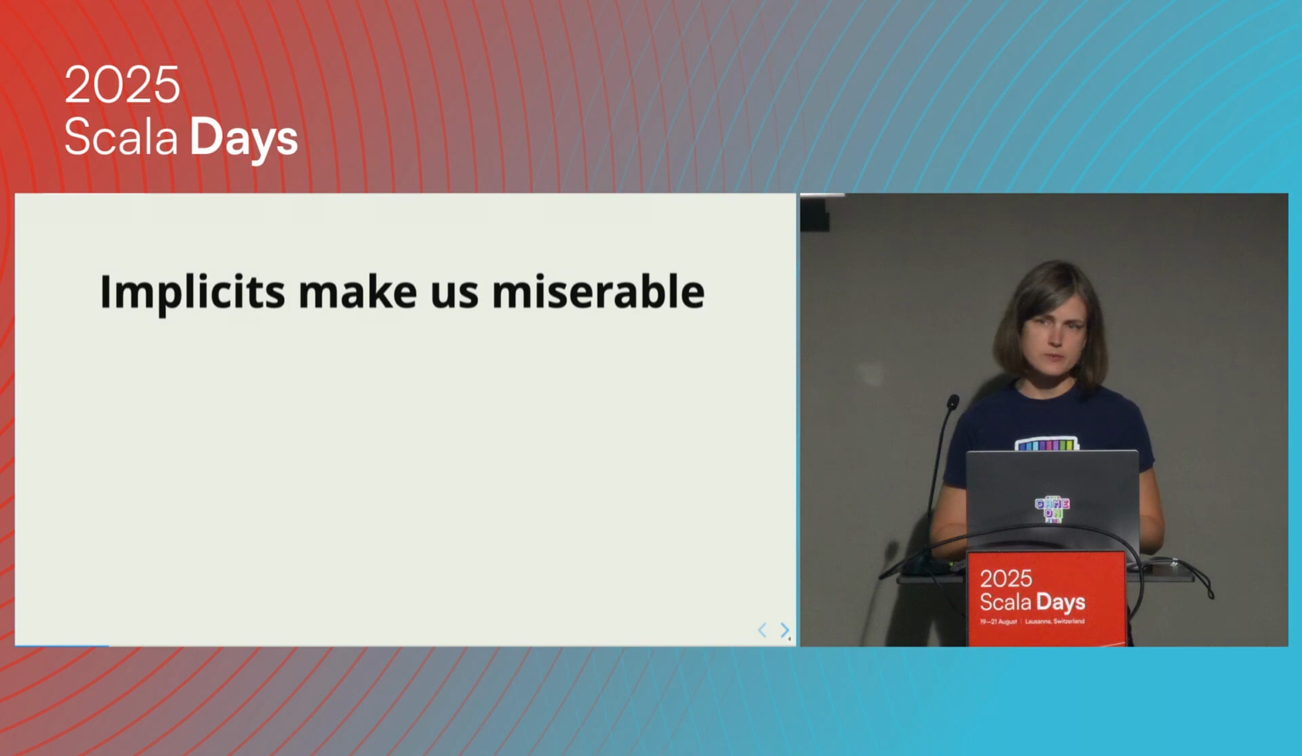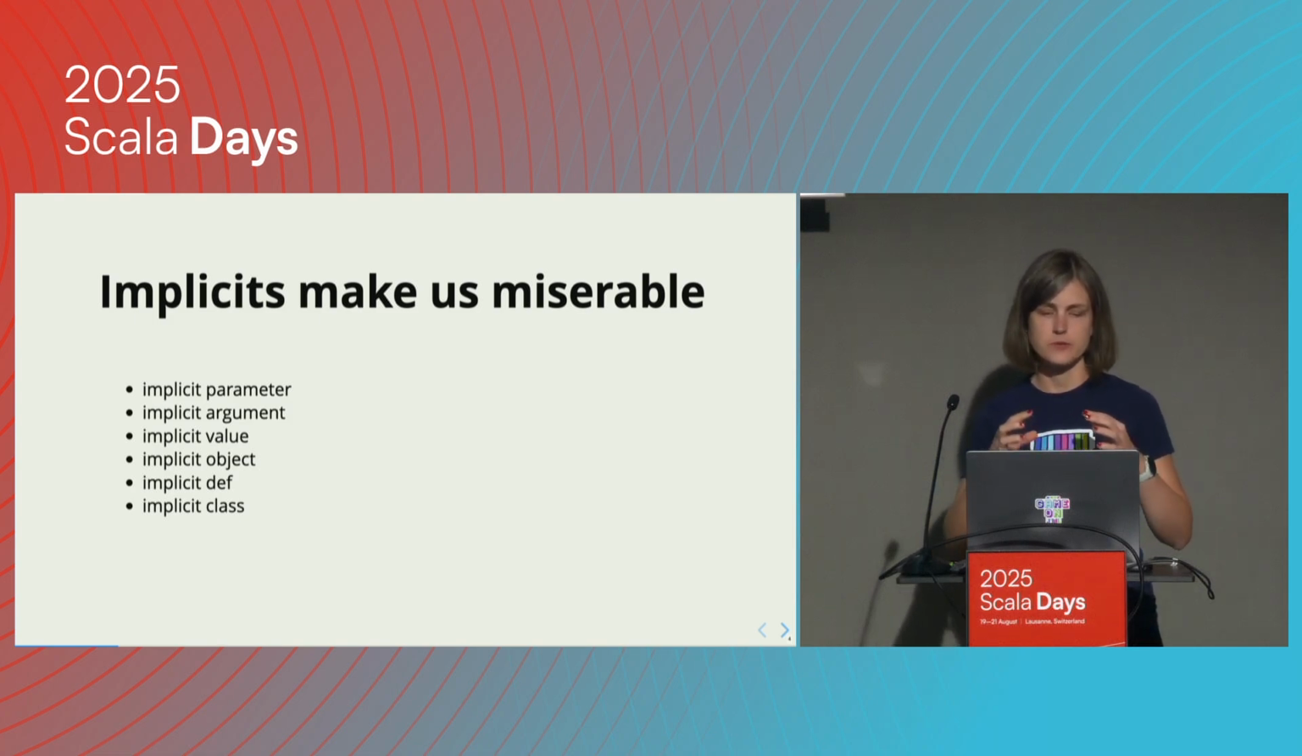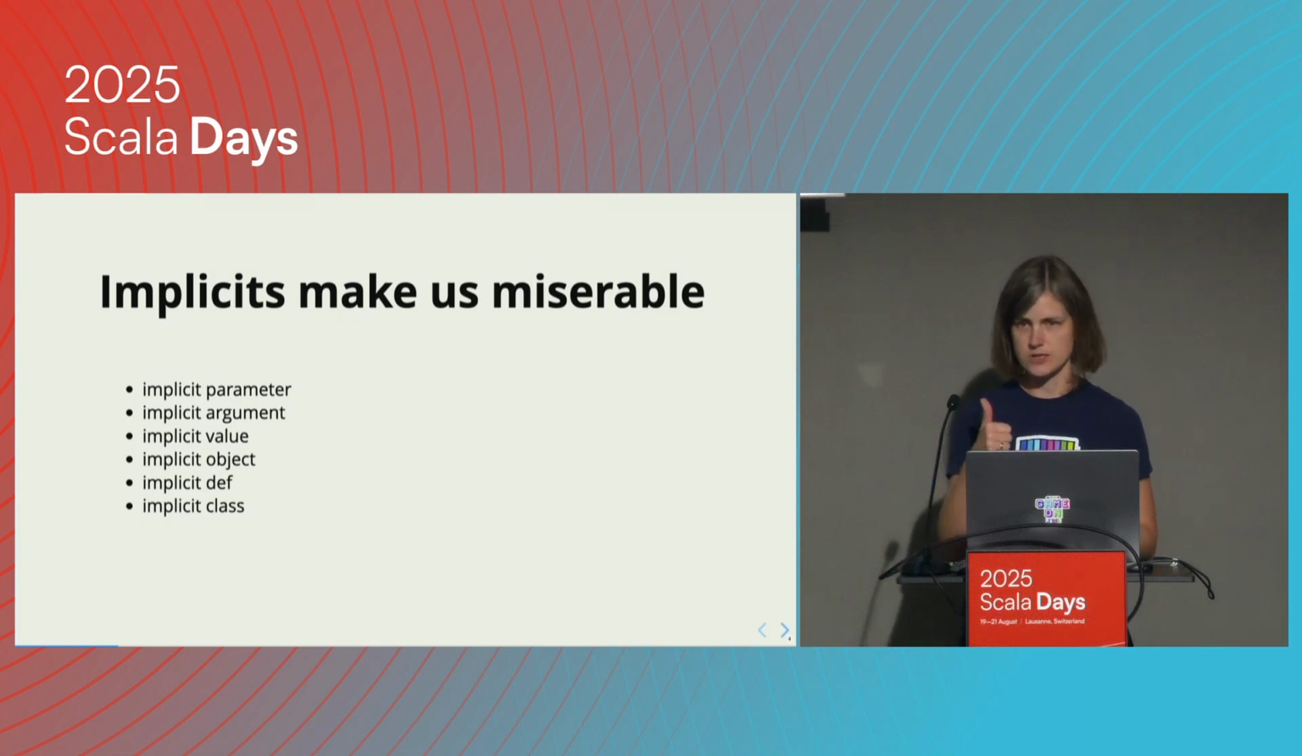But some of the problems were that the implicit keyword can be found in the language next to various language constructs. So we could have implicit parameters and arguments, values, objects, defs, and classes. And some of them were used to define common things, but some of them were used to define some other things. So it's not enough to just learn the implicit keyword once, because you had to learn various idioms or patterns or ways how you solve and achieve different things using this implicit keyword.